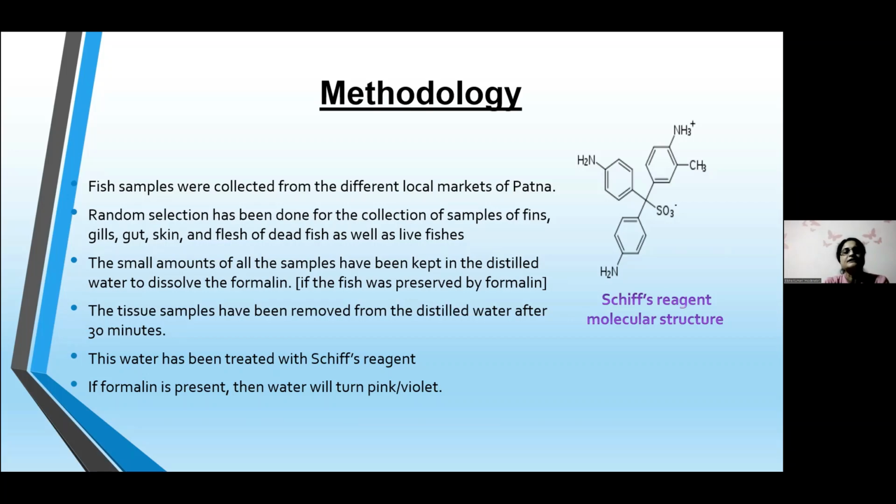So random selection was done for the collection of samples of fins, gills, gut, skin, and flesh of dead fish as well as live fish. We also had to be careful during collection that one sample should not be mixed with another, because it may be possible that formalin is used only in the gut and the rest of the part is not treated. So maybe, but not sure.